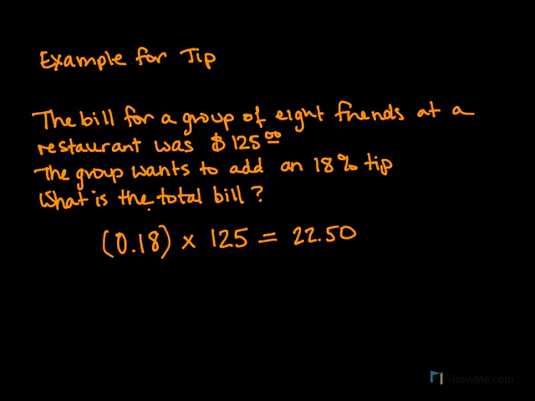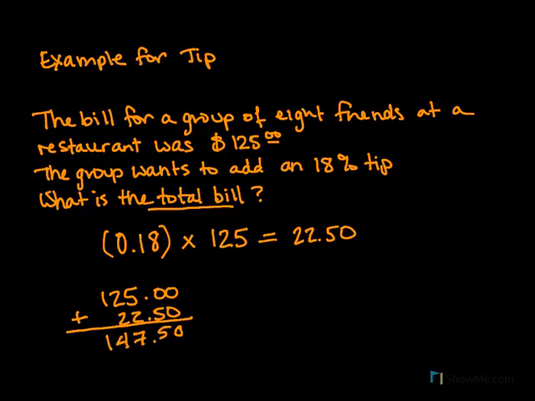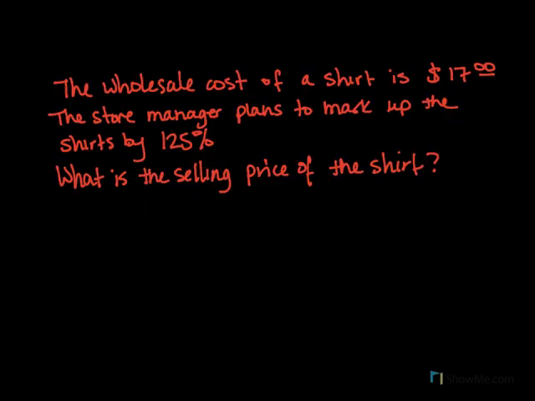So the total bill now is going to be the initial bill for the food, which is $125, and then we're going to add the tip, okay, which is $22.50. And if we add those together, we will get the total bill that needs to be paid. And so that's going to be $147.50. That's now the total bill that needs to be paid.